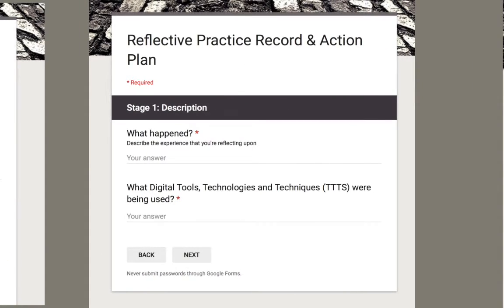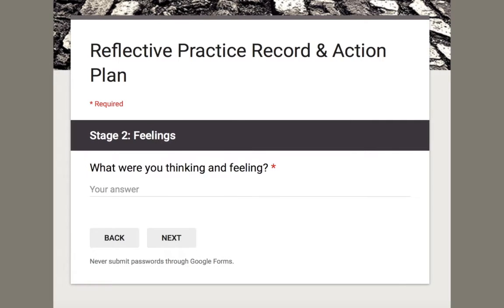So then the form moves me on to stage 1, which is the descriptive element. So I'm asked to describe what happened, but I've added in here, I've asked myself to list the tools, technologies, and techniques that were being used in the situation. So this is very much linked to my digital literacy practice. The 2nd stage asks me to think simply about what I was thinking and feeling at the time.